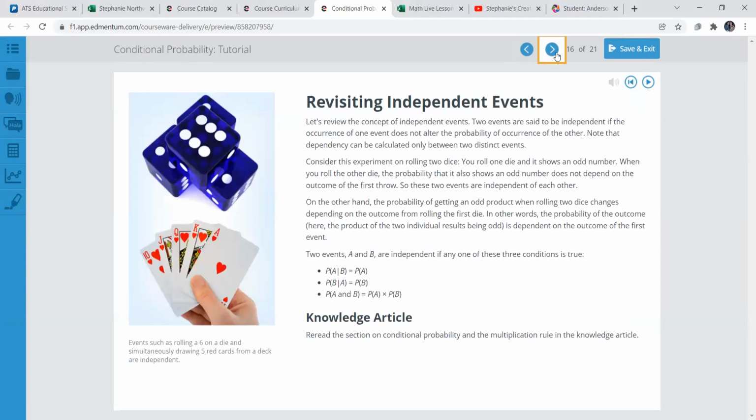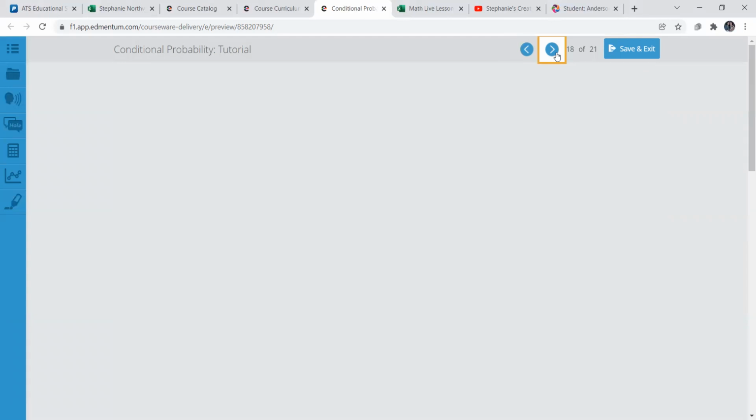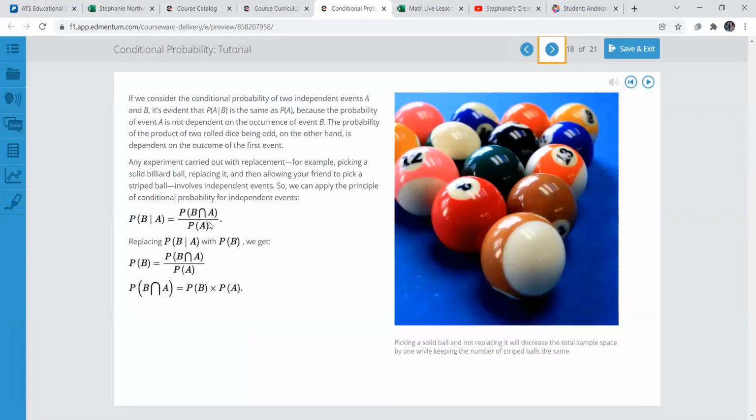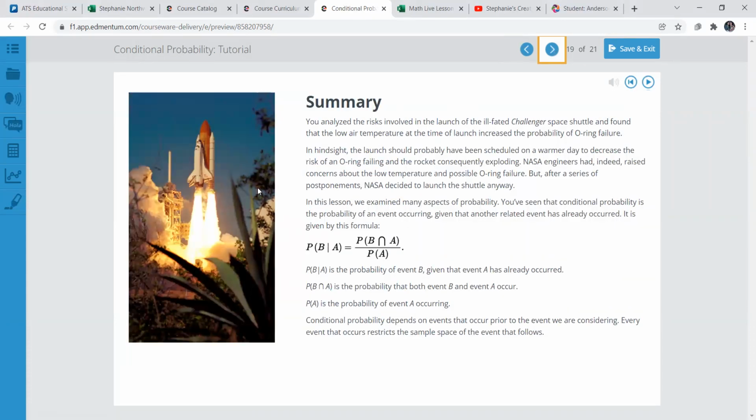Have you answered the questions on your own? Independent events, meaning that they occur independently by themselves. They don't depend on or need one another to exist in order to happen. Okay, just a couple of equations, a couple of reminders for probability, and it just shows the Challenger disaster.